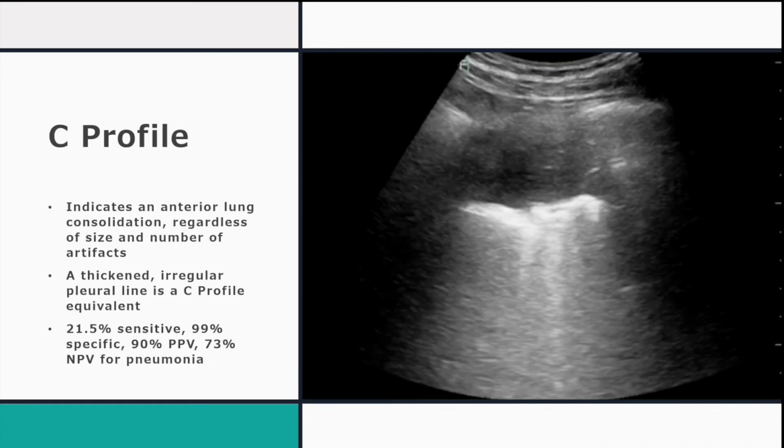Moving on from there, the C profile basically just means that you've had this consolidation right here. And again, it can be referred to as many things, like some people call it tissue-like or shredded appearance. Along with having lung sliding, again, present or abolished, if you see this shred sign or tissue-like appearance of consolidated lung, then you would think pneumonia. Again, in this population of critically ill patients where you're trying to exclude or include respiratory difficulty diagnoses.